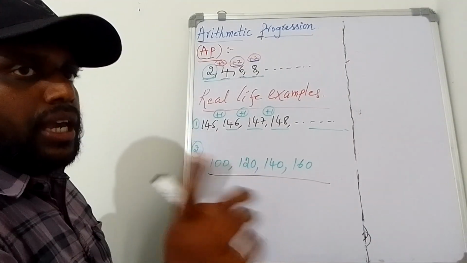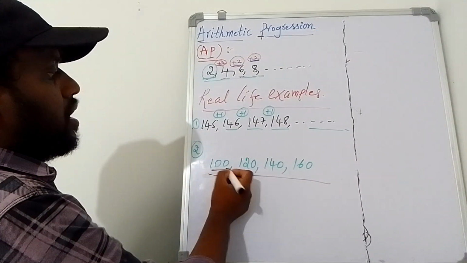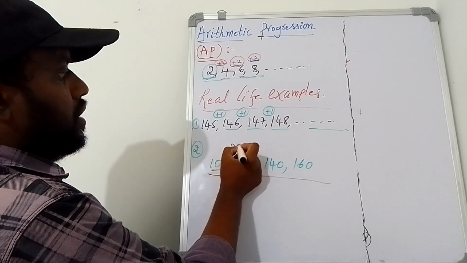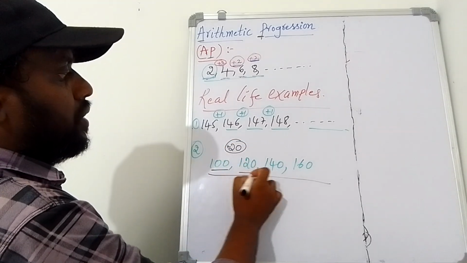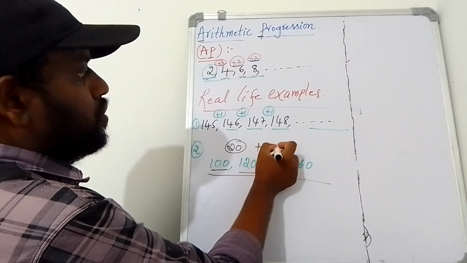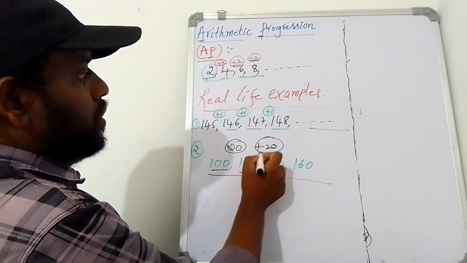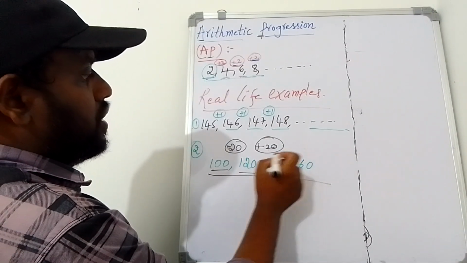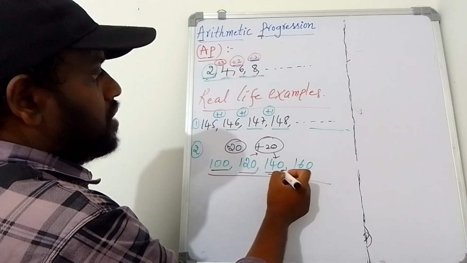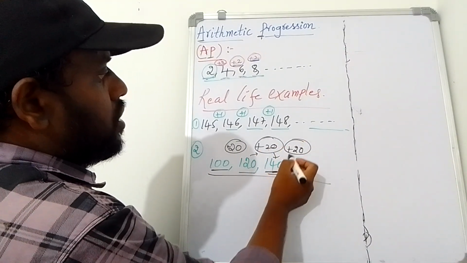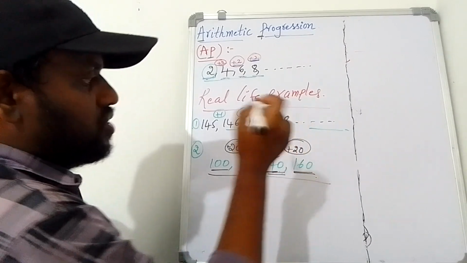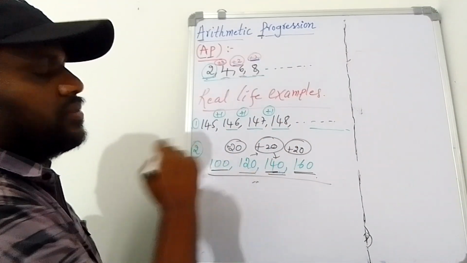This will become an AP, because see, if you take 100 and add 20, 100 plus 20 is 120. Again, if you add plus 20 here, 120 plus 20 gives us 140. Next year if you add plus 20, 140 plus 20 is equal to 160. So this is an AP.